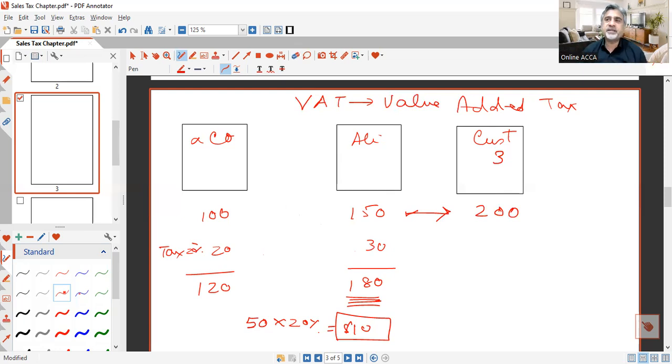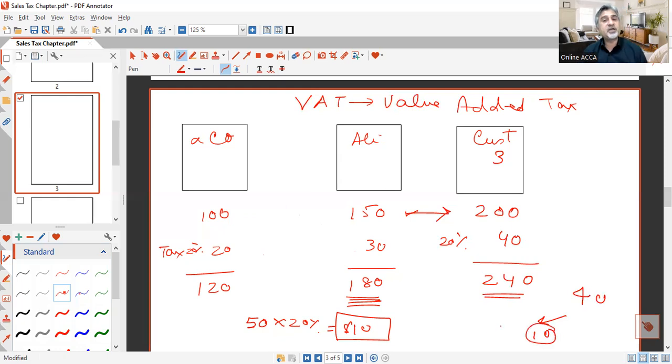A customer comes in and customer says, what is the price of this cell phone? And he says it's $200 plus sales tax. How much is sales tax? Sales tax is 20%. So 200 times 20% makes it 40. And he says that the price is 240. Now, if his customer pays him $40, he will give to the government only 10.